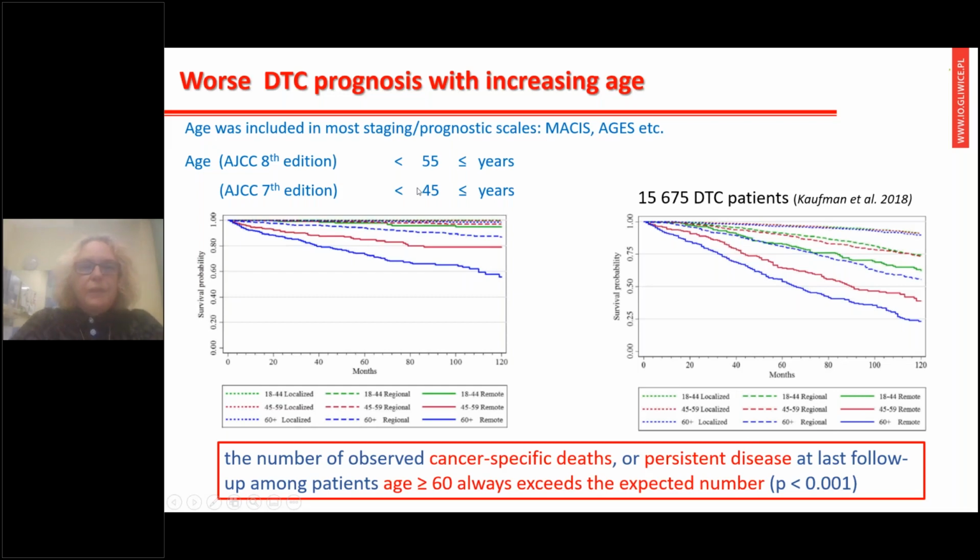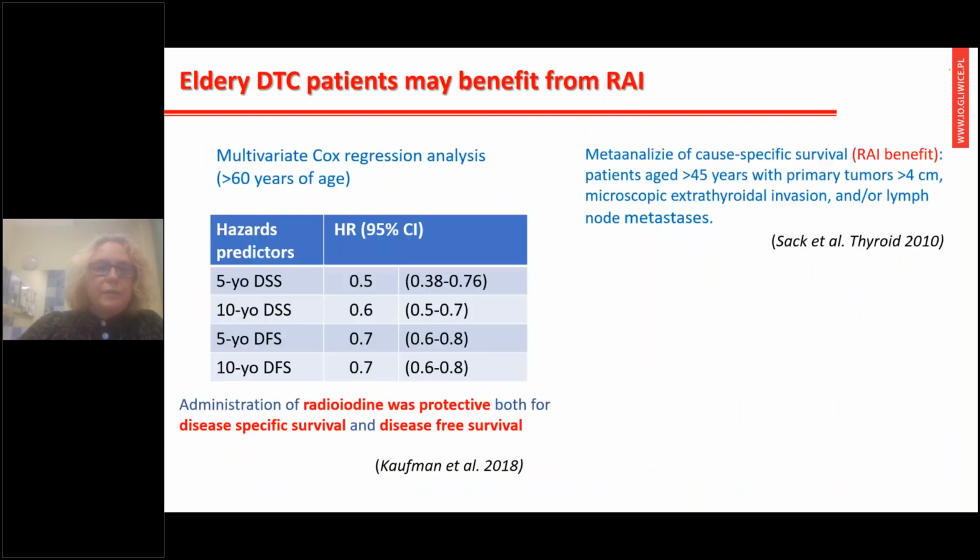And now we can see in a quite large set of patients, more than 15,000 patients, that irrespective of the stage of the disease, whether it was localized, regional, or remote, the oldest patients had the worst prognosis. And the number of observed cancer-specific deaths or persistent disease at last follow-up in patients more than 60 years of age always exceeded the expected number, and it was highly significant.